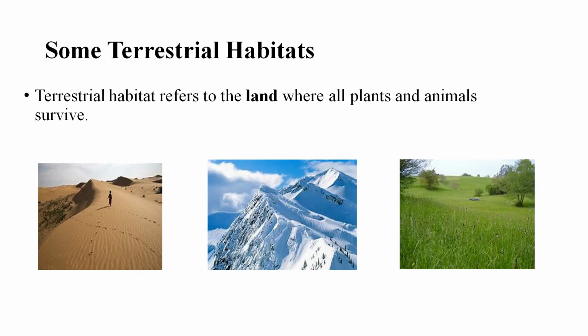Students, let us know about some habitats and about their abiotic factors and adaptations of animals to these habitats. Students, terrestrial habitat refers to the land where all plants and animals survive. Some terrestrial habitats are deserts, mountain and grasslands. Students, now let us know about the features of organisms surviving there.